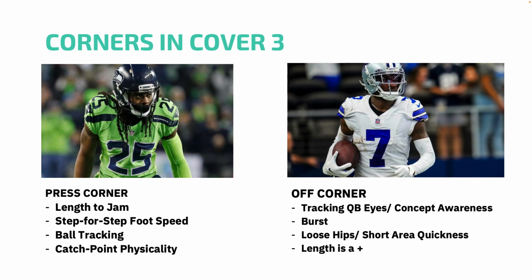Ultimately then, once you've ID'd it, it's about the burst and click to close. So closing the distance on that, just as the ball arrives, knocking the ball away, generating those incompletions. And part of that burst is you need those loose hips and that short area quickness. Particularly if you're asking your off corner to rotate down and play the flats, they'll be tested a bit more in terms of their quickness when they're not playing with a bracket over the top. So a couple of things to look for there.